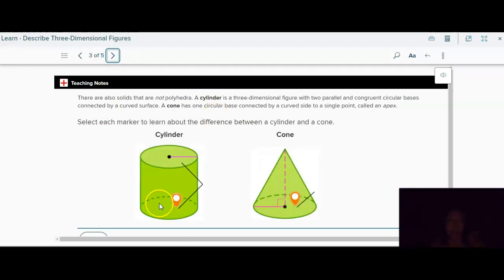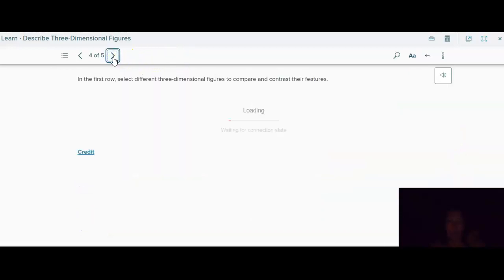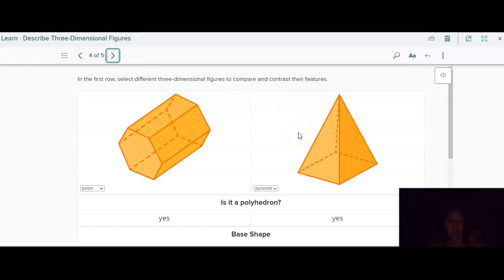Now there's also three-dimensional figures we're going to look at that are not polyhedra. So a cylinder, this is a cylinder. It's a three-dimensional figure that has two parallel and congruent circular bases. So it has bases that are circles connected by a curved surface. And a cone has a circular base also connected by a curved side to a single point called an apex. A cylinder has two parallel bases and they are congruent circles. This one has one circular base. So you should know and be able to identify what all of those are.